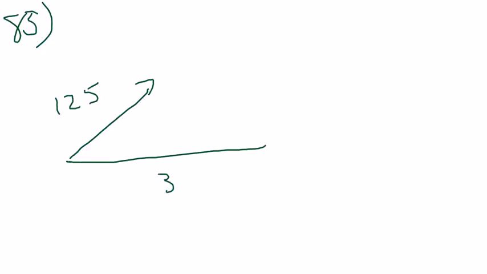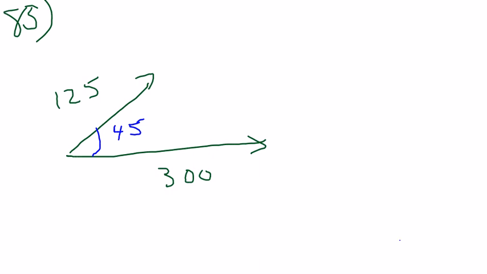Okay, this is number 85. We have a vector that's pulling at 125 newtons, and another vector here that's pulling at 300 newtons, and the angle between them is 45 degrees. Okay, so we're supposed to combine these two vectors and find the result.